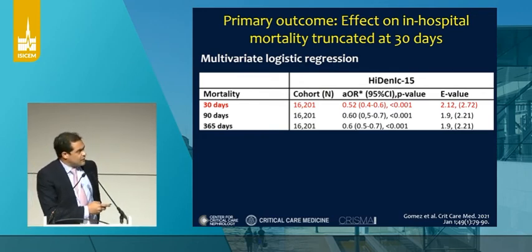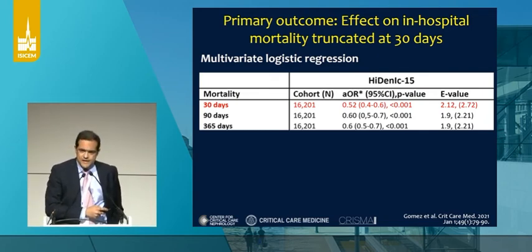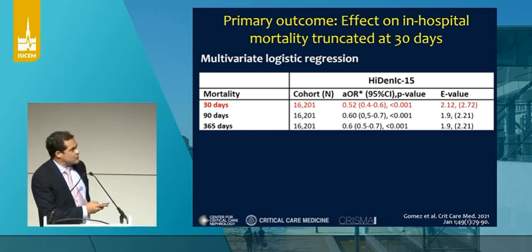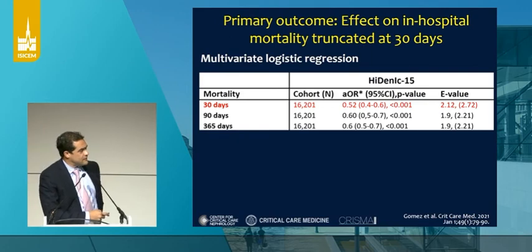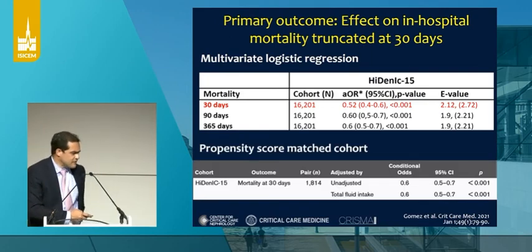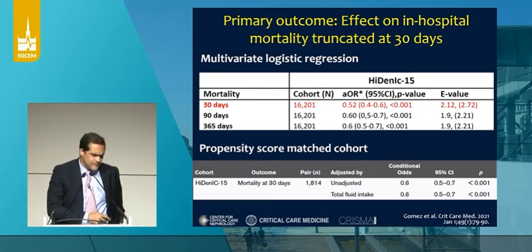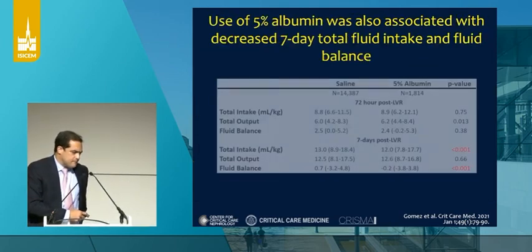And these are our results. We found that there was a significant protection in mortality in patients that were treated with 5% albumin as compared to saline. And that, of course, extended to 90 days and 365 days. And furthermore, we confirmed that in our propensity score matched cohort.